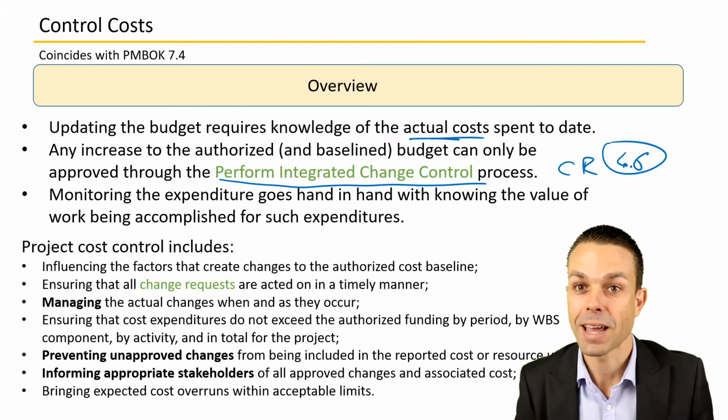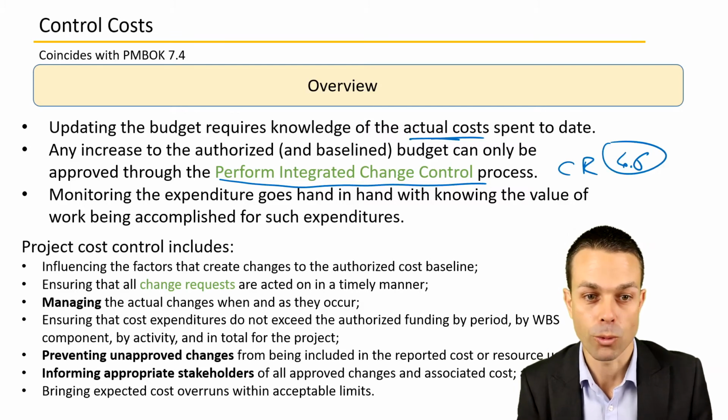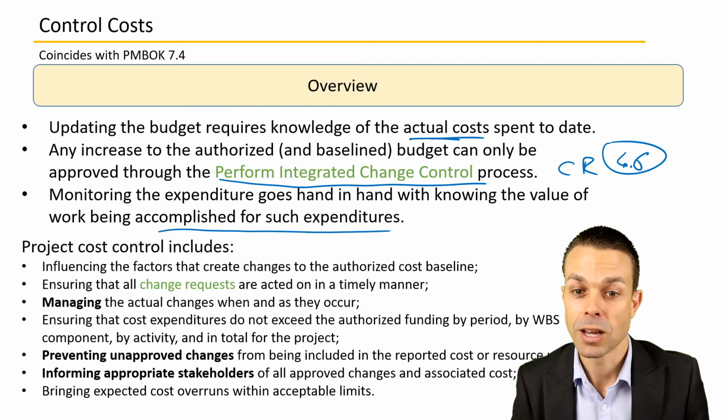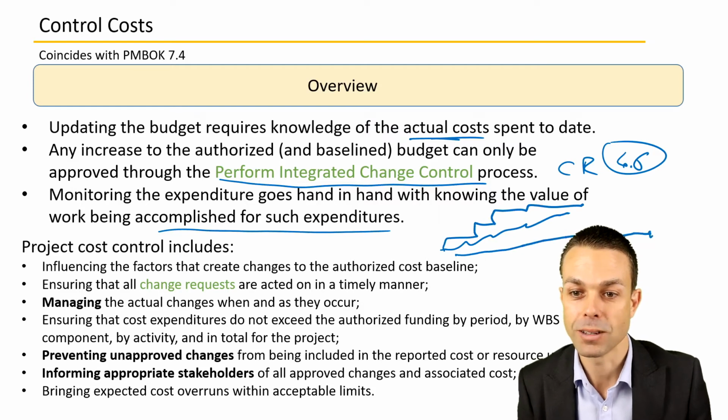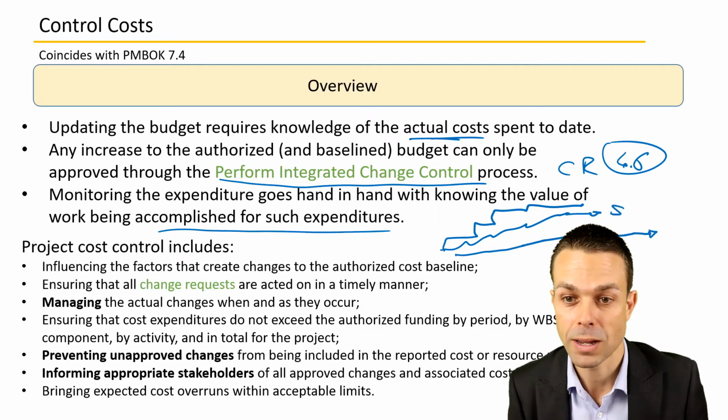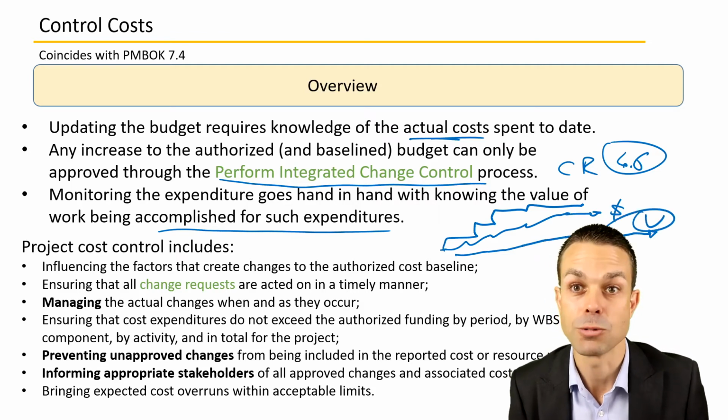Monitoring the expenditure goes hand in hand with knowing the value of the work accomplished for such expenditures. So we need to know the cost, how is the cost going, but what have we delivered? Have we delivered more than what we wanted, or have we delivered less than what we wanted? And so we need to understand both of those things, what we've spent and the value, at the same time.